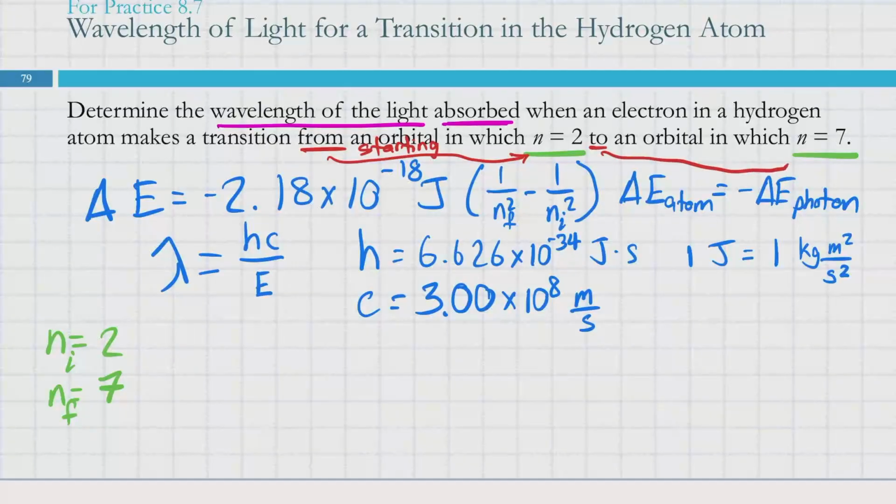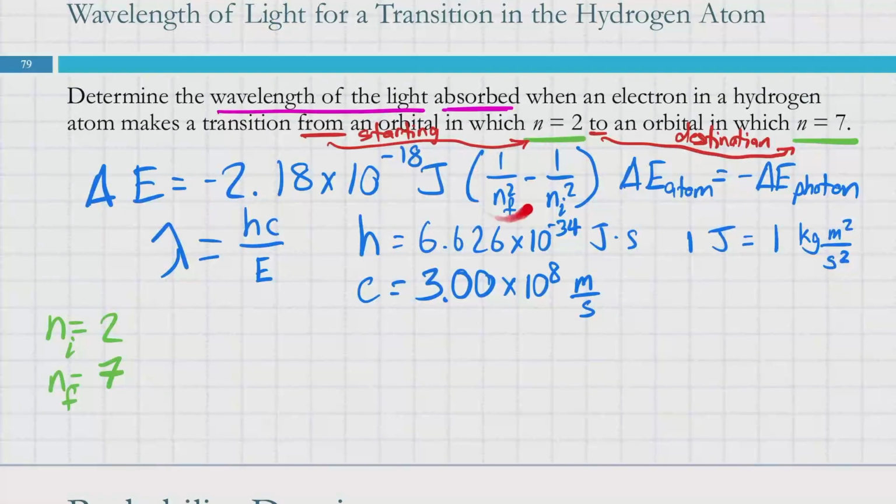Which means that the next thing is our destination, or our final. So we're going from 2 to 7. And so we can plug in our 7 for nf squared and our 2 for ni squared. And then we can let our calculator do the rest.